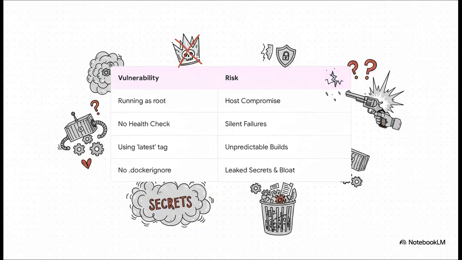First up, and this is a big one, we're running as the root user. That's like giving a potential intruder the keys to the kingdom. Second, there's no health check, so Kubernetes has no idea if our app is actually healthy or if it's just a zombie. Third, we're using latest tags. Super risky, you never know what you're going to get. And last but not least, we forgot a dockerignore file. So we could be leaking sensitive files and making our image way bigger than it needs to be.